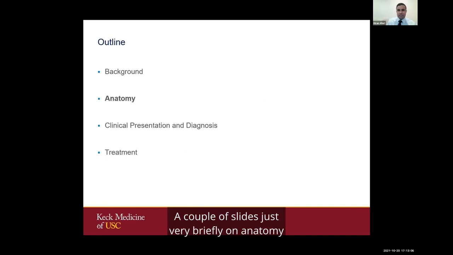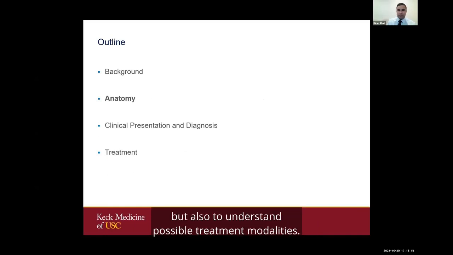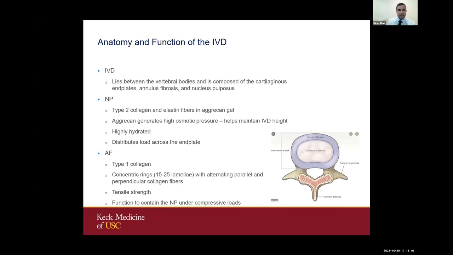A couple slides just very briefly on anatomy, because it's important to understand the anatomy in order to, one, identify the patients with degenerative disc disease, but also to understand possible treatment modalities. So this is a busy slide, but very briefly, the disc is composed of the central nucleus pulposus, which is really mostly type 2 collagen, and this has a very high affinity for water. And then the nucleus pulposus is surrounded by an annulus, which is mostly type 1 collagen, and this is really the strength layer of the disc.